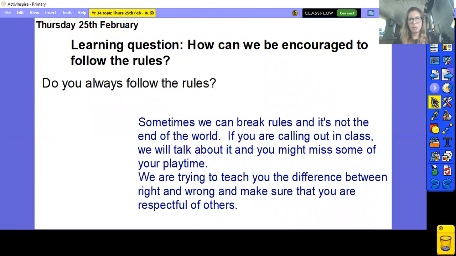So let's think, do we always follow rules? Sometimes we can break rules and it's not the end of the world. So if you're calling out in class, we'd probably talk to you about it, especially if you did it over and over again. You might miss some of your playtime. We're trying to teach you the difference between right and wrong, and to make sure that you're respectful of other people. And that was something that we talked a little bit about last lesson, that rules you have as children, and particularly at school or at clubs that you go to, are usually going to be about being respectful and keeping you safe. So understanding that difference between what's right and what's wrong.